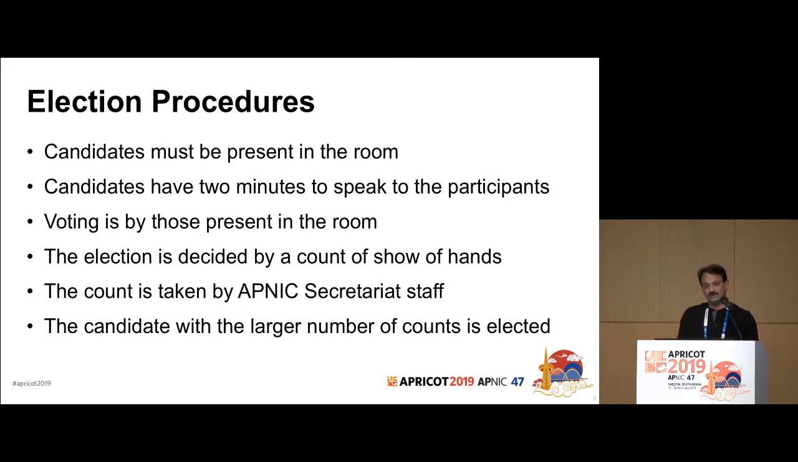Now, voting is by those present in the room. When I call for voting, I would like to see your hand raised if you are voting for that candidate, with your registration badge. You must show your registration badge because you have to be a registered participant of this conference. If you just raise your hand, we won't count. You must raise your hand with the registration badge. The election is decided by a count of show of hands. The count is taken by my colleagues, and they will pass it on to me, and whoever receives the largest number of counts will get elected.